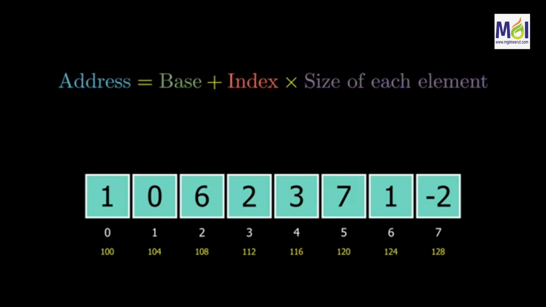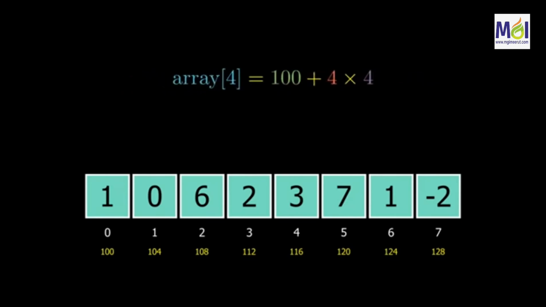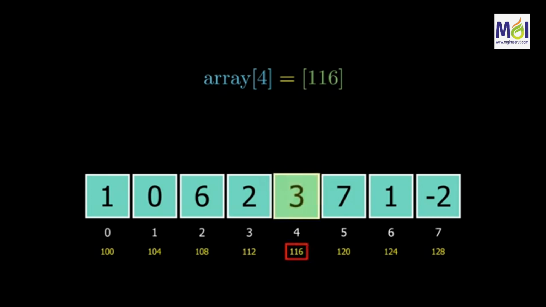The address of element equals base address plus index times size of each element. So let's say you want to find out the memory address of the element at 4th index. You can simply use the formula where the base address is 100, the index value is 4, and the size of each element is also 4. Calculating this will give you the memory address of the element at 4th index, ultimately getting the element at that address. Now updating any element is also very similar. First get the element's address in constant time and then assign the new value.